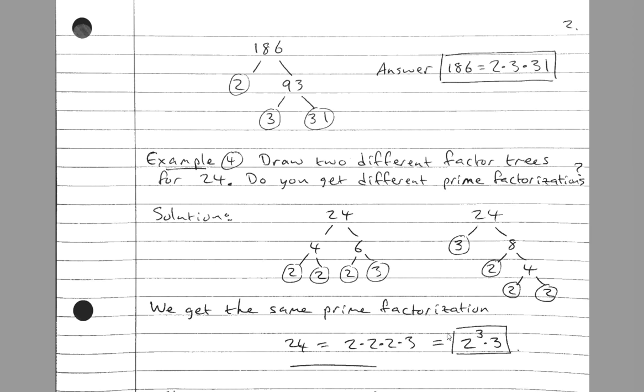And in fact, these prime factorizations are unique. If you order from smallest to largest, there's only one. Every number just has one prime factorization. So it doesn't matter how you do the tree, you'll always get the same answer.